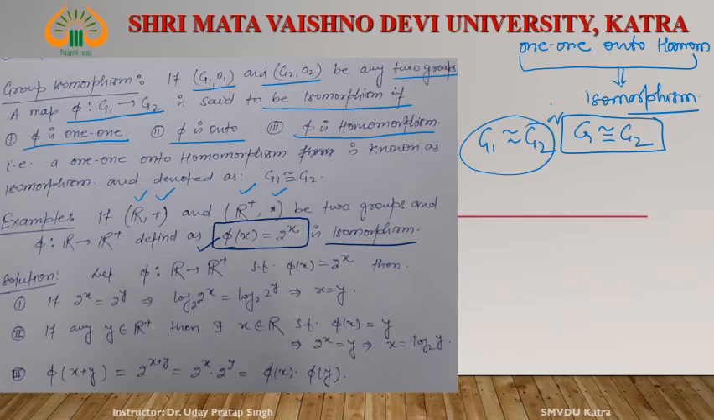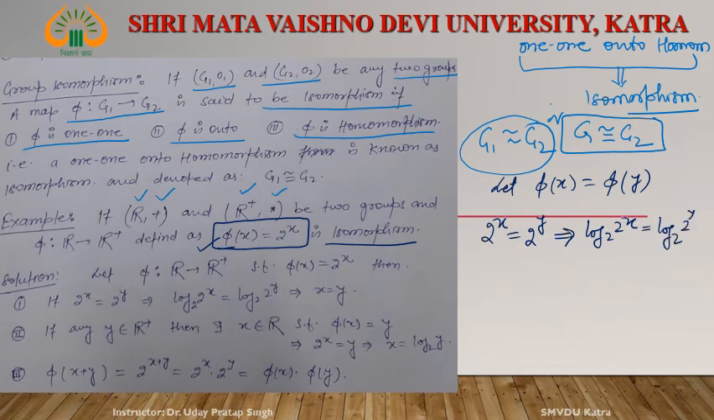Let phi x is equal to phi y. The one-to-one case we already discussed in the first lecture. Phi x is equal to phi y. What is phi x? 2 to the power x. What is phi y? 2 to the power y. Then this implies that log of 2 to the power x to the base 2 is equal to log of 2 to the power y base 2. And this gives us x is equal to y. It means this phi is one-to-one.